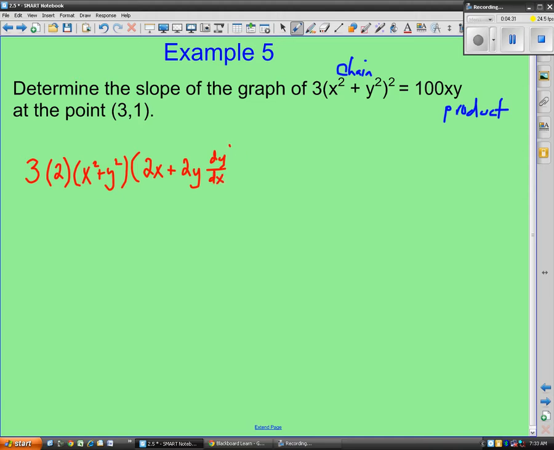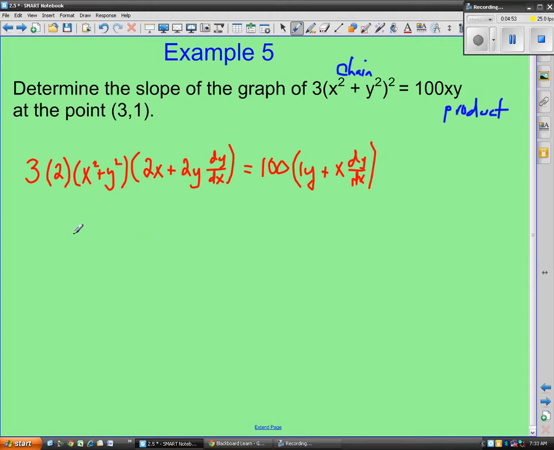So that's the first half, and then that equals 100 times, now this is a product rule, so remember for our product rule, f prime first, so we get 1 times y, plus, leaving the x, and when we differentiate y, we get dy/dx. Oh, and so there's our terms.